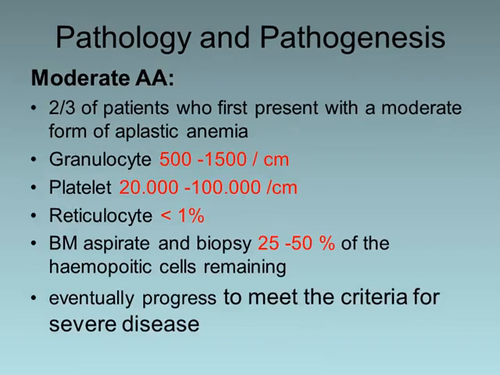Moderate aplasia. Two thirds of the patients may present with moderate aplasia for the first time, in which the granulocyte count is usually between 500 and 1,500 per cubic millimeter, platelets between 20,000 and 100,000 per cubic millimeter, and reticulocytes less than 1%. Bone marrow aspirate and biopsy show 25 to 50% of the hemopoietic cells remaining, but eventually they progress to meet the criteria of severe aplasia.